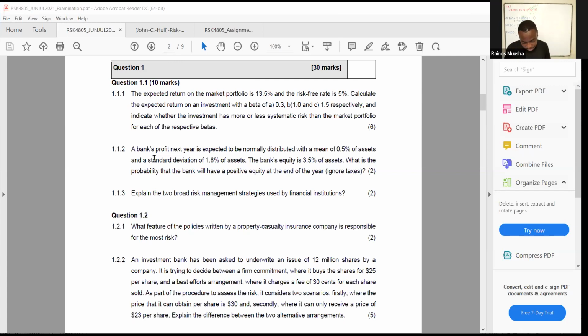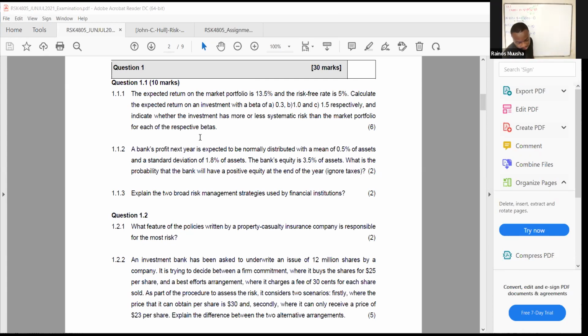From the given information, the bank's equity is 3.5% of the assets. They also tell us there is a mean of 0.5% of the assets and a standard deviation equal to 1.8% of the assets. They ask: what is the probability that the bank will have a positive equity at the end of the year?